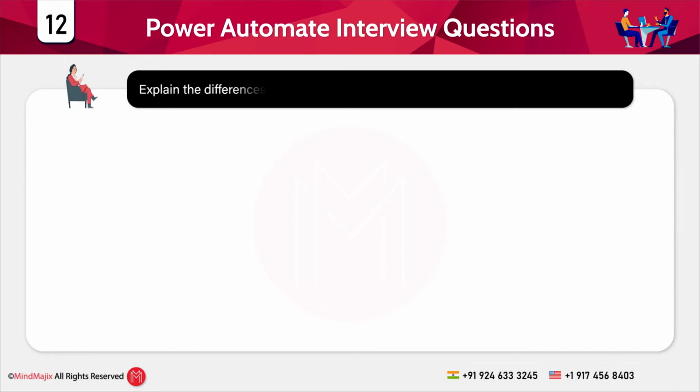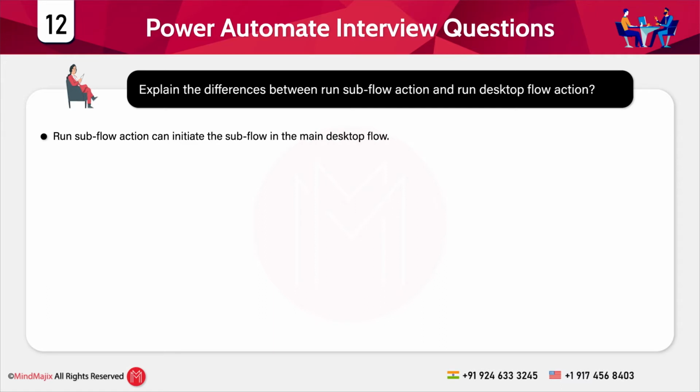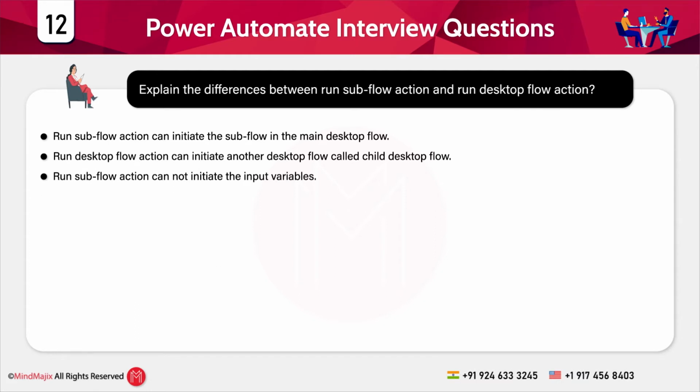So the next question is, explain the differences between run subflow action and run desktop flow action. Okay, so run subflow action can initiate the subflow in the main desktop flow, whereas run desktop flow action can initiate another desktop flow, which is known as child desktop flow. The next point is, run subflow action cannot initiate the input variables, whereas run desktop flow action can initiate the input variables. Okay, so these are the two key differences between run subflow action and run desktop flow action. Let's move ahead with the next question.